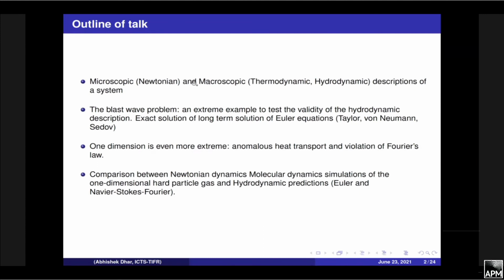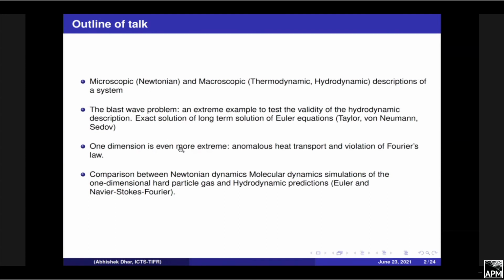This is the basic outline of the talk. The basic idea is there's the microscopic or Newtonian description of matter, and the macroscopic description, which for equilibrium systems is thermodynamics, but for systems in motion it's the hydrodynamic description. We believe the microscopic description is the really true description, but then how accurate is the hydrodynamic description? So this is what we want to test in a simple model.